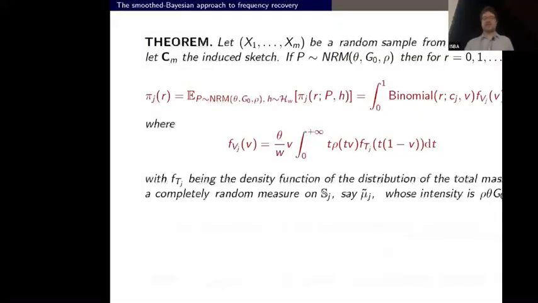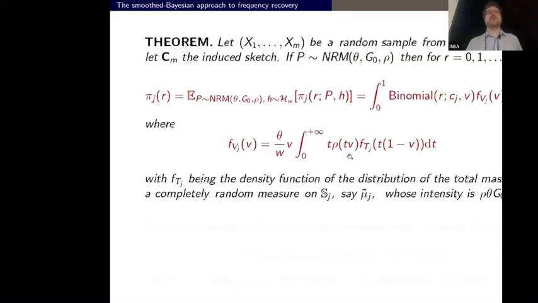So if I have a random sample from P, and P is a normalized random measure, homogeneous, then I can compute the probability masses Pj of my conditional distribution, and it's what? Just a mixture of binomial. Okay, so it's a mixture of binomial, and the parameter Cj is the size of the bucket, R is the point where I compute the mass, and it's mixed with respect to this density Fvj, which has this form.